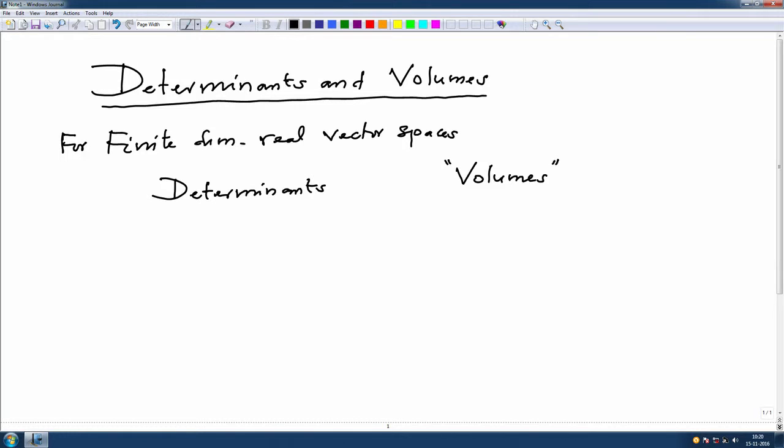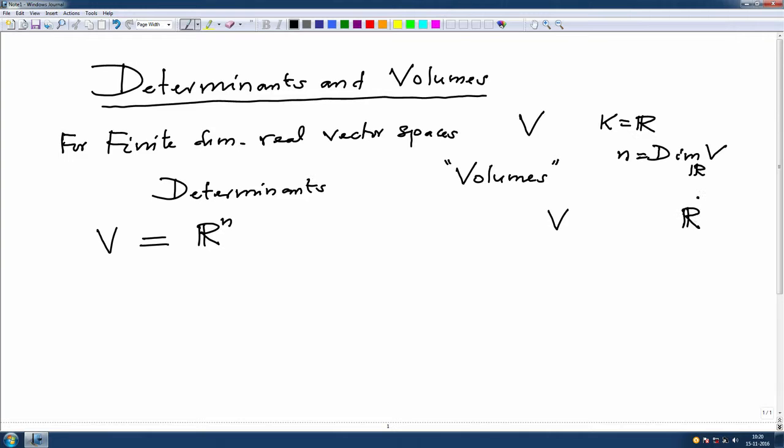There is a very close connection, and this is what we are going to discuss in this lecture. So, first of all, when one says finite dimensional real vector space, it is V and the base field K is the field of real numbers, and n is the dimension of V. I am going to assume that V is actually R^n, because in any case we know that the dimension is n.